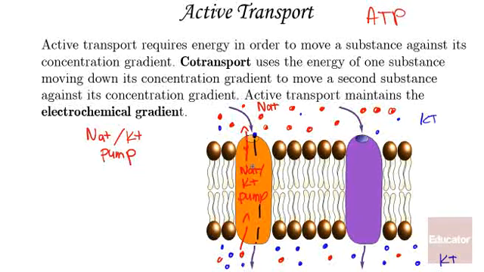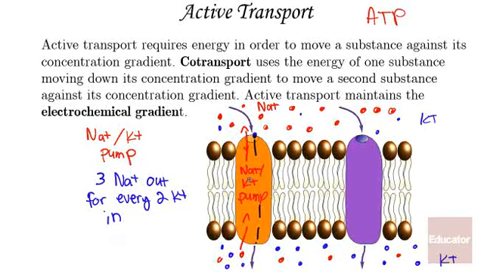And for each ATP that is used, 3 sodium ions are pumped out for every 2 potassium ions that are pumped in. So 3 sodium out for every 2 potassium in. Again, this is going to require ATP. So ATP is going to have to be hydrolyzed to ADP to provide the energy for this process of pumping sodium out of the cell against its concentration gradient and pumping potassium into the cell against its concentration gradient.